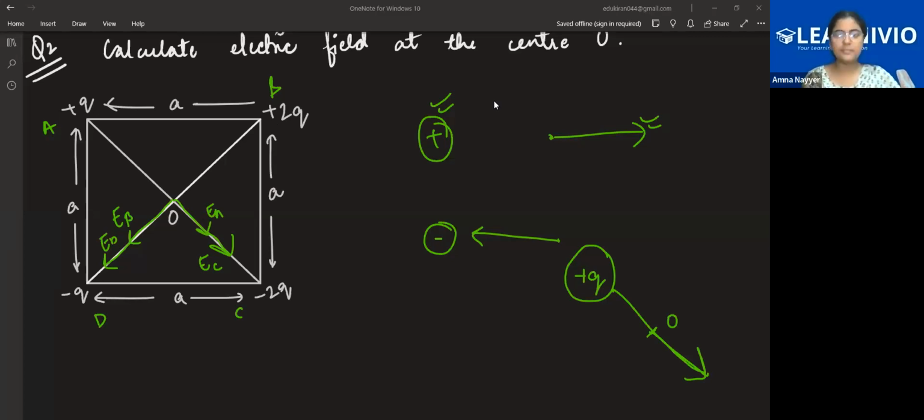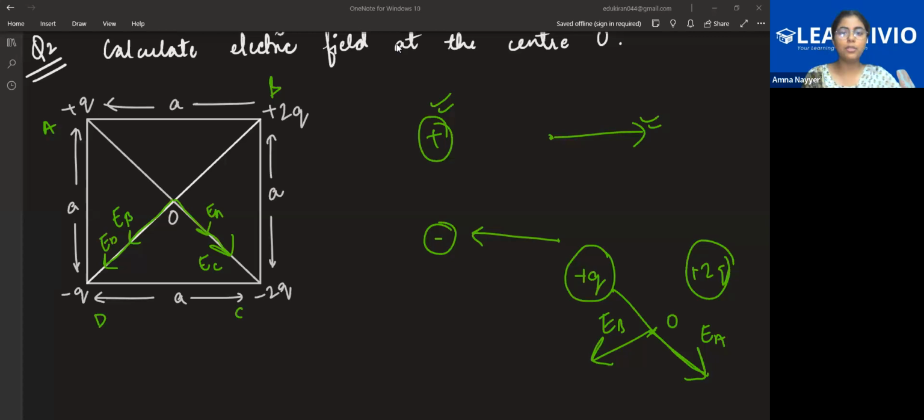Now again, when we were talking about plus 2Q, plus 2Q is again positive. So we have to move away from the charge. So this is how we got EA and EB. First, tell me all of you, is the direction of EA and EB clear to all of you? Then I'll come to C and D. Yes, no, clear? EA and EB, how have we got that?